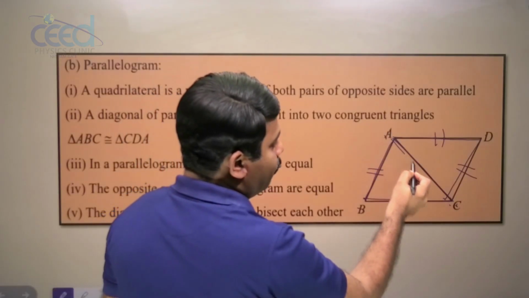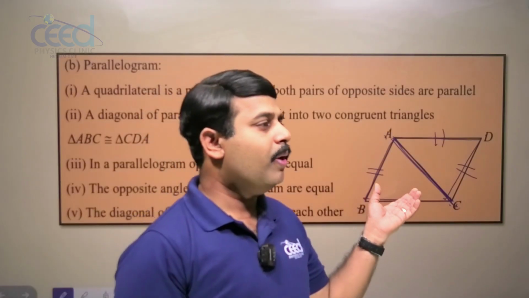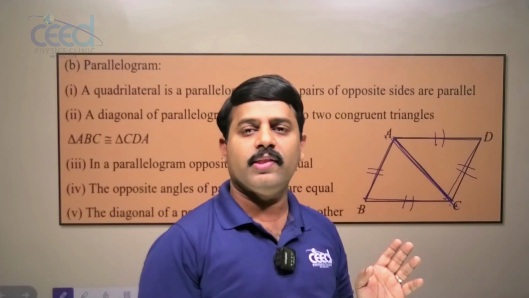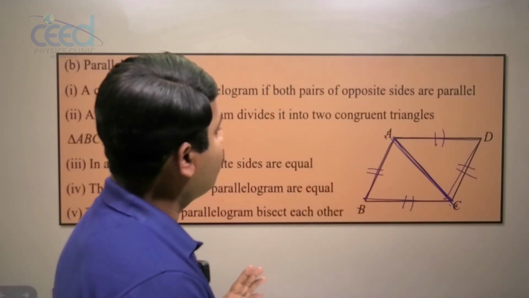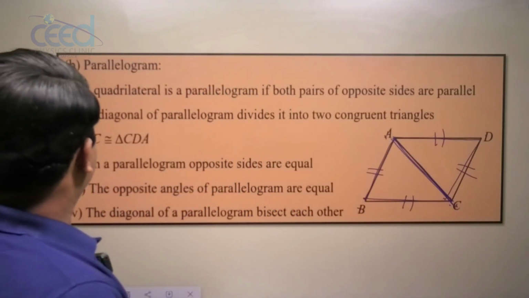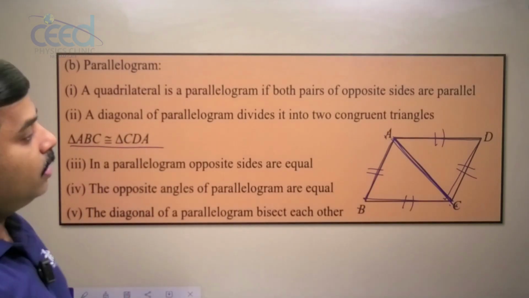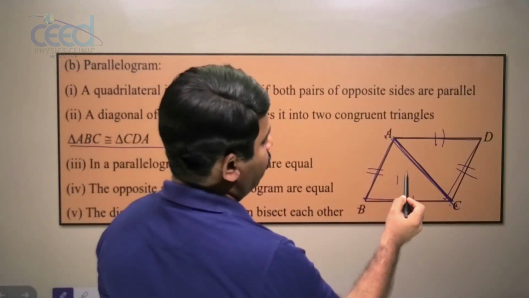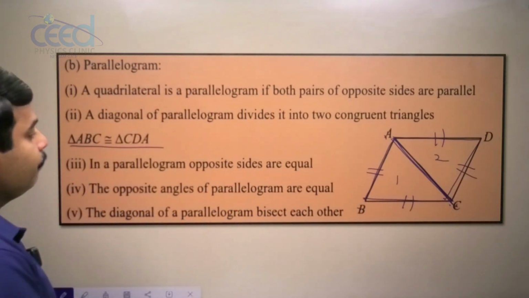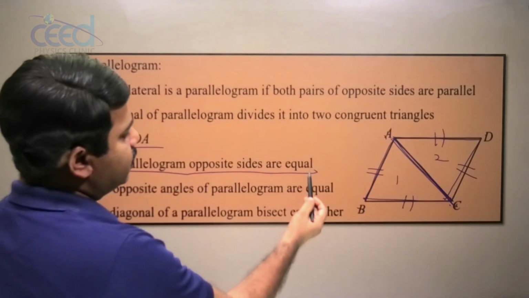Now this is common, this is common for both. Now by the SSS criterion, you can say these two triangles are congruent. Triangle ABC is congruent to triangle CDA. This is triangle 1, this is triangle 2. Now in a parallelogram, opposite sides are equal.